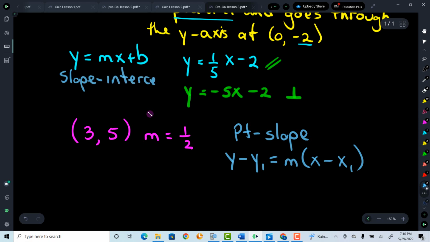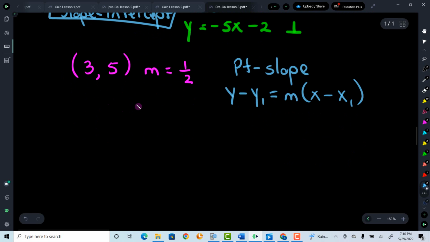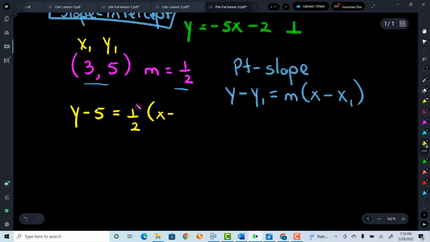Right? And the name of it tells us exactly what information we need. Slope-intercept equation means we need the slope and the y-intercept. Point slope means I need a point and a slope. Do I have a point and a slope? Sure, right here. So let's write the equation of the line. Y, right? This is my x1 and this is my y1. So it's y minus 5 equals 1/2 (x minus 3).